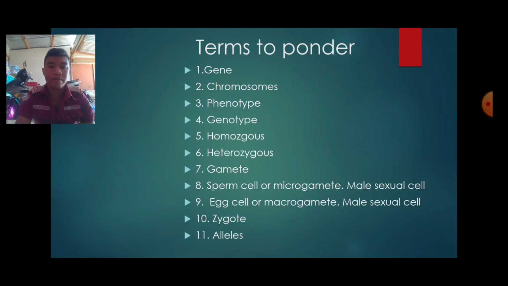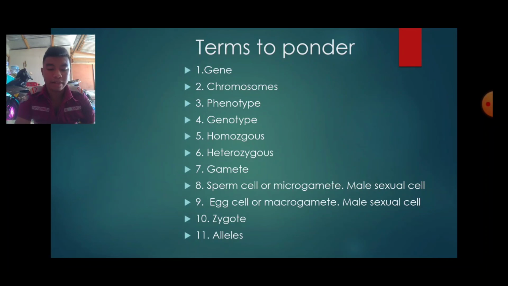And the number 8 is sperm cell or microgamete, male sexual cell. And the number 9 is egg cell or macrogamete, female sexual cell. And the number 10 is zygote.